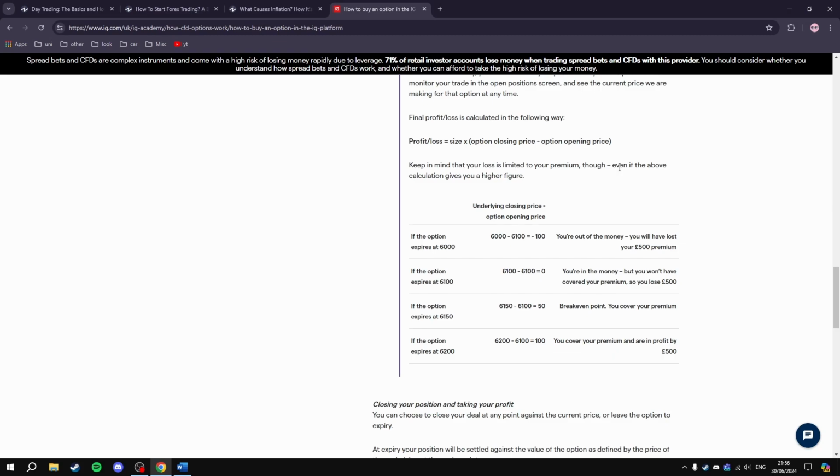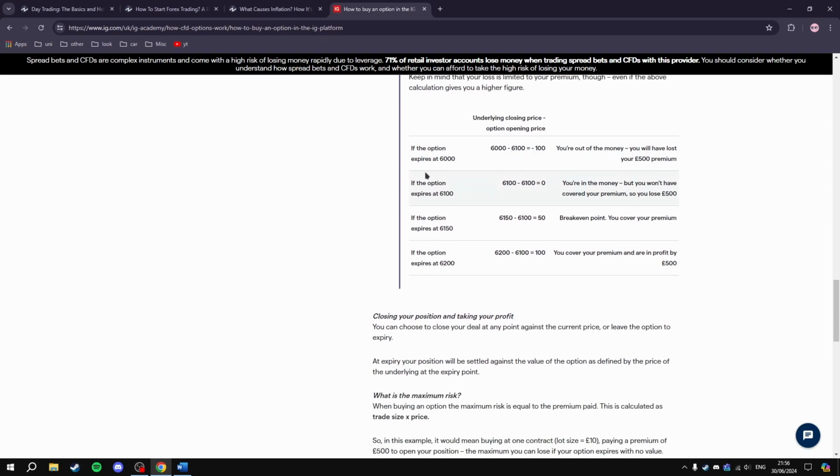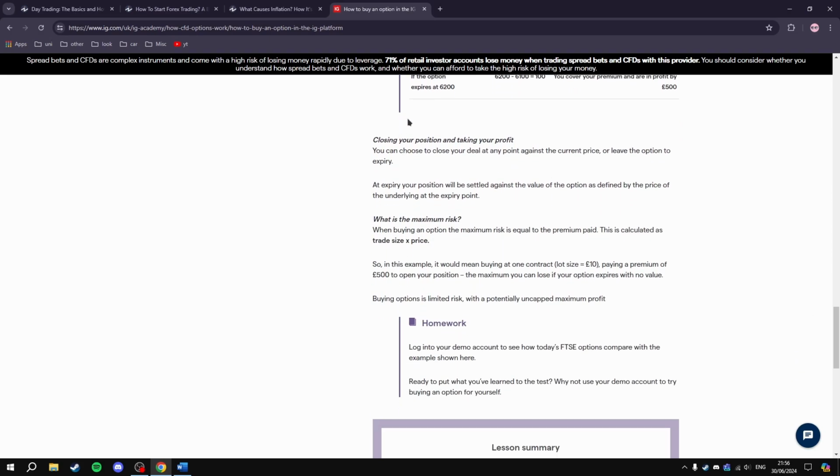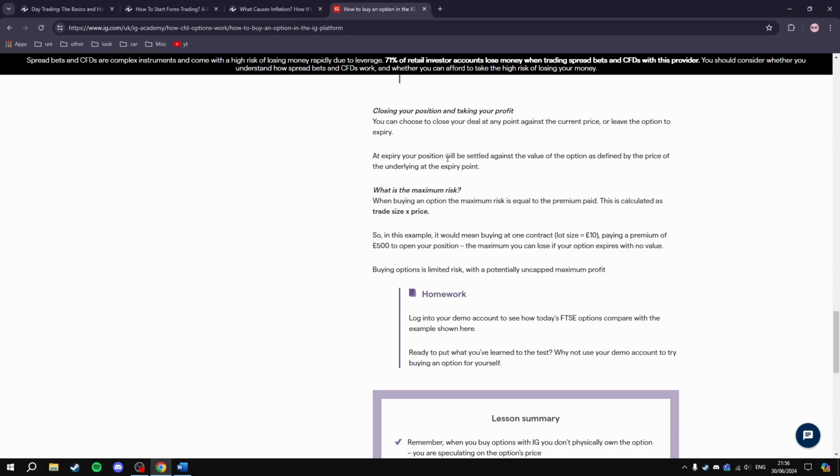Keep in mind that your loss is limited to your premium though, even if the above calculation gives you a higher figure. This is when you buy an option, remember, not when you sell the option. Closing your position and taking a profit, you can choose to close your deal at any point against the current price or leave the option to expire. At expiry, your position will be settled against the value of the option as defined by the price of the underlying at the expiry point.